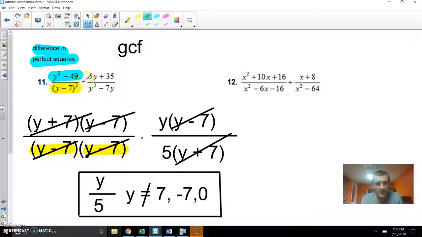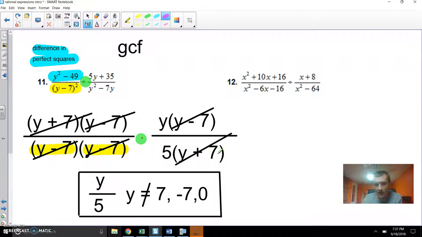The next thing I did is I said, okay, division, we really want to change that to multiplication, but these two values need to switch places, meaning that 5y plus 35 goes to the denominator, y squared minus 7y goes to the numerator. And what I've gone ahead and done is use greatest common factor to factor out the greatest common factor of each one. So starting with this one, 5 goes into 35 as well as 5. So when I do that, I take out a 5 and you're left with y plus 7.